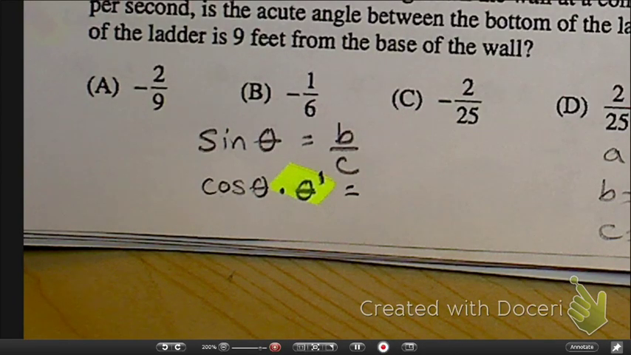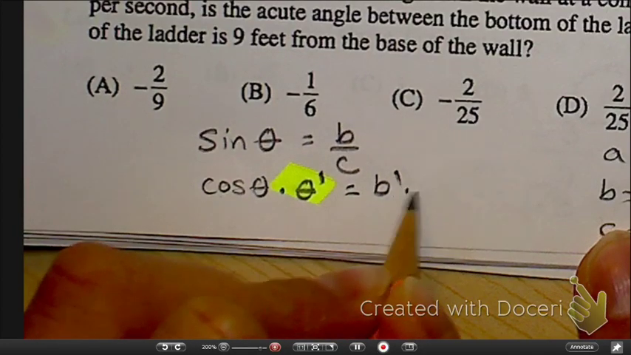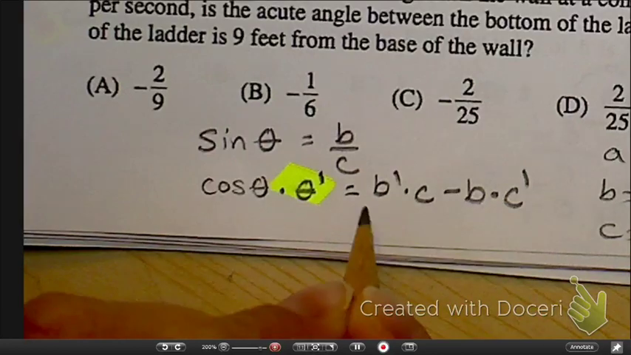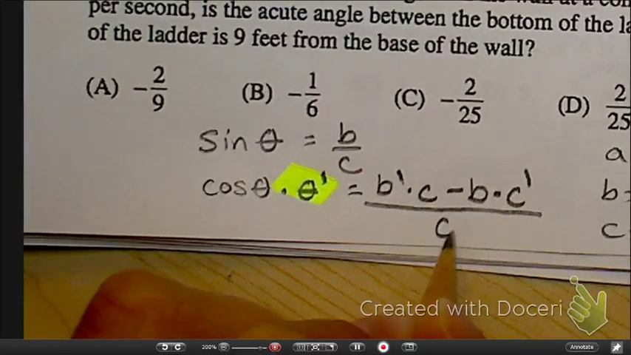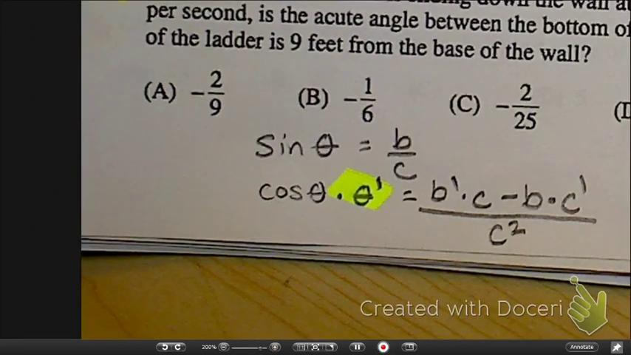On the right-hand side, we have b over c. So if we're going to take that derivative, we need the quotient rule. So quotient rule says derivative of the top times the bottom minus the top times the derivative of the bottom all over the bottom squared. That's quotient rule. So b prime times c minus b times c prime all over c squared. We're kind of running out of room here. So I'll try to bring it over here just a little bit.